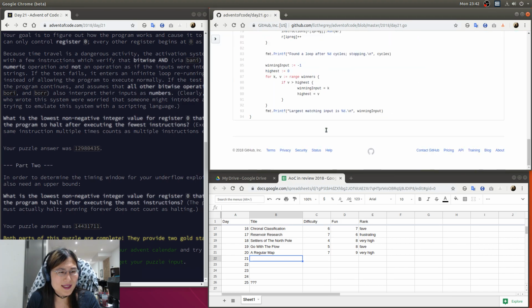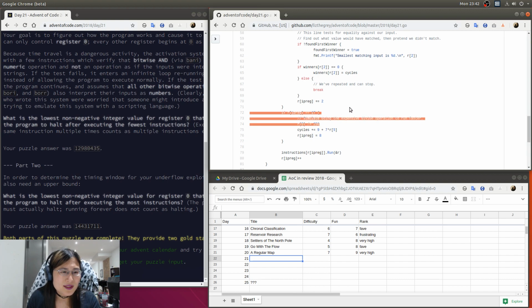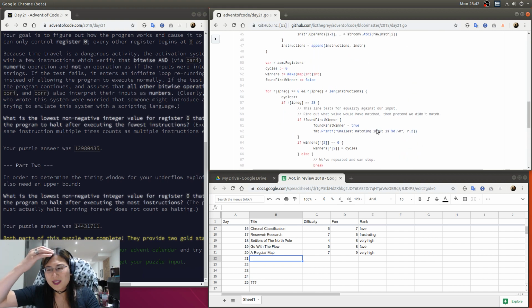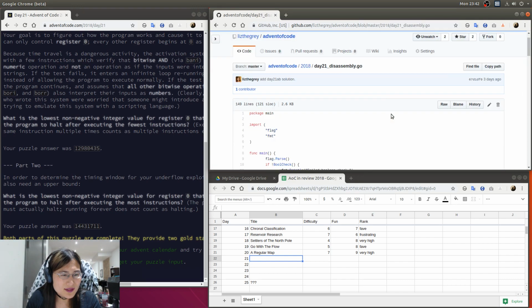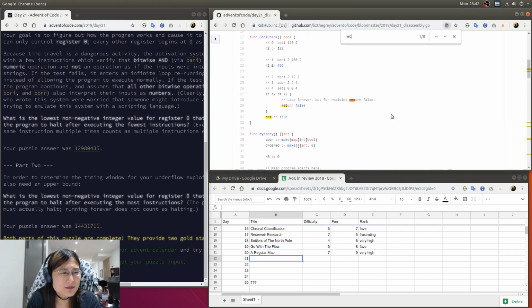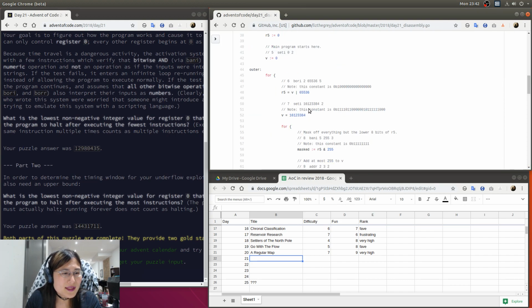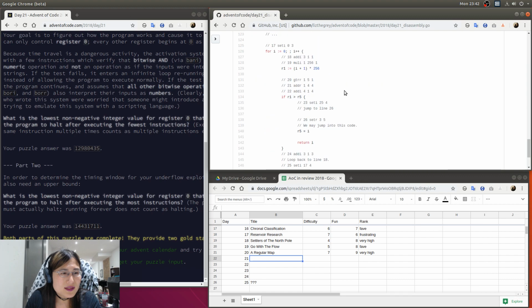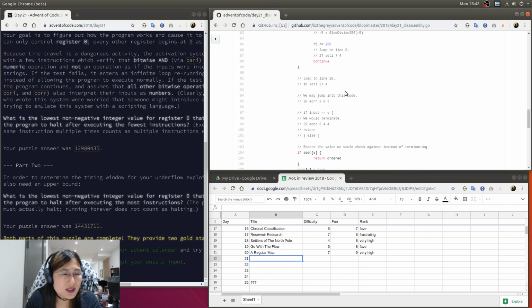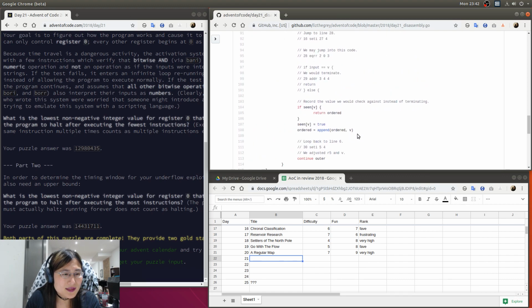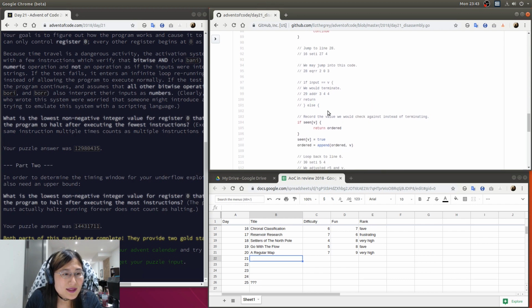The other thing that I needed to do here was, you don't actually need to disassemble the whole thing. You just need to look for, okay, where is this going to terminate, and what will cause it to terminate? And it turns out that the thing that causes it to terminate is right in here. We're told to jump off the end of the program, which causes it to terminate.